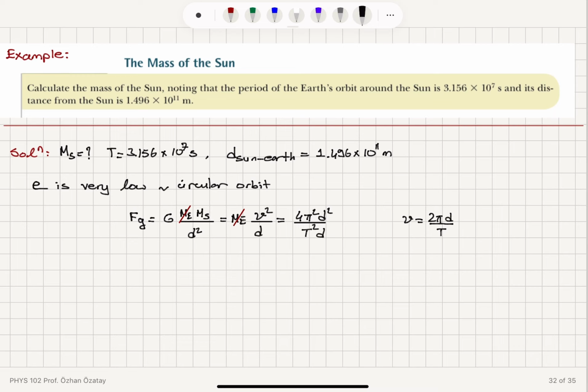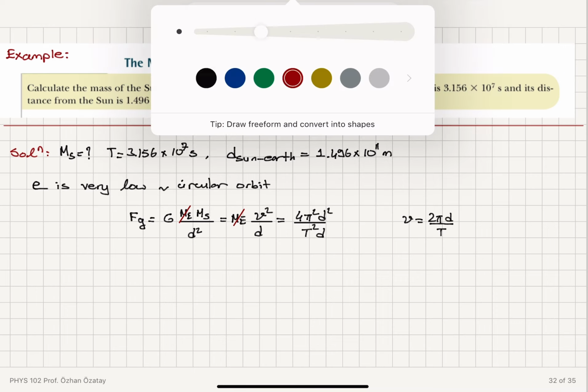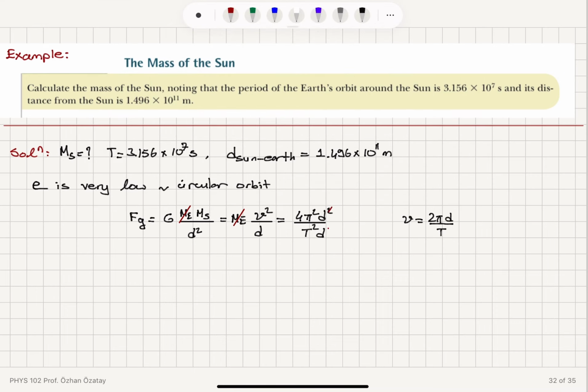Now I have a cancellation of one of these d's here, and now you can see that I have G M_s over d squared equals 4 pi squared d over T squared. So if I isolate the mass of the sun from this, the mass of the sun is basically equal to 4 pi squared d cubed divided by G T squared. So let's substitute the numbers here.